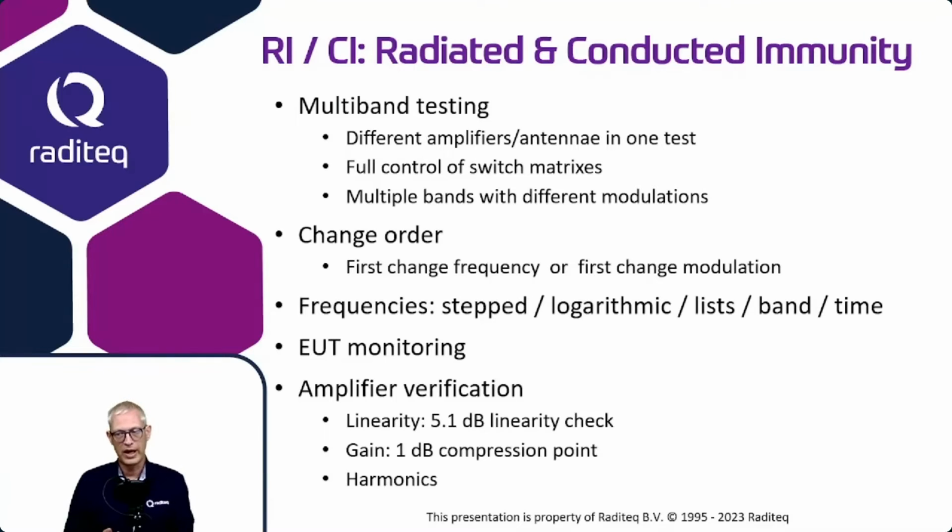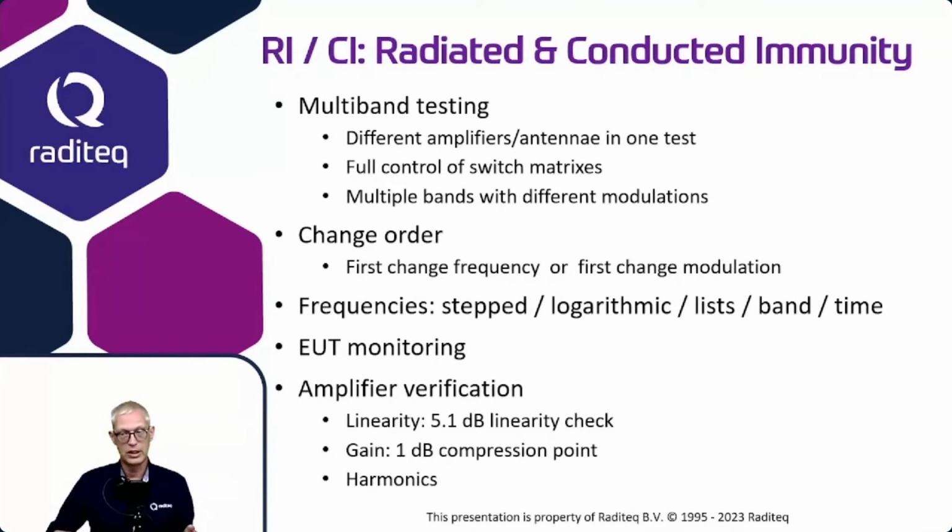By using these multiple bands, it's possible to create a setup where from 80 megahertz to 1 gigahertz you create a band with one amplifier and antenna, then attach a band from 1 gigahertz to, for example, 6 gigahertz, if you use a radio field unit. Then you can also add a band from 6 gigahertz to 18 gigahertz, and an additional band from 18 gigahertz to 40 gigahertz. With these different bands, you will have one test that is able to control all the frequencies from 80 megahertz to 40 gigahertz with different amplifiers, different bands, and so on.